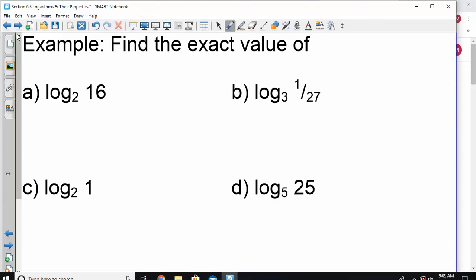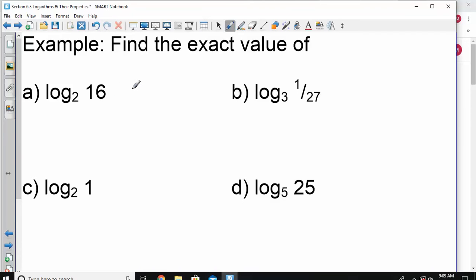So I want to start evaluating some logs. There are 2 ways to do this. Some of you might be able to look at this and just know the answer to the problem. When I say log base 2 of 16, the answer to a log is the exponent. 2 to what power equals 16? 4. So the answer is 4. You have to be careful on the calculator. The log button on your calculator is base 10. So if you just push that log button and 16, it will give you the wrong answer. We want log base 2, so we have to do it on our own.